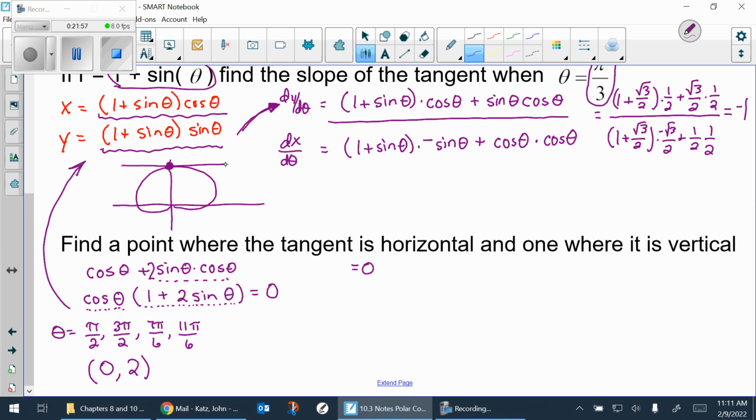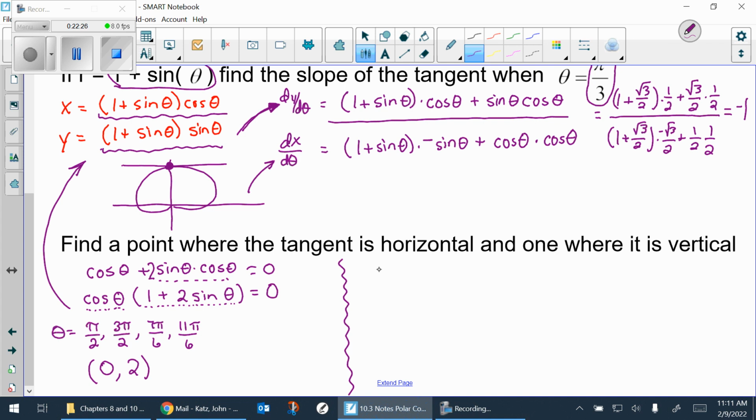Okay, cool. So that's one point, and I'm happy with that. We'll talk about other things that may have happened shortly. Let's talk about verticals now. Now, for a vertical tangent, wouldn't that mean that the bottom of our slope equation, our slope fraction, would have to be 0?